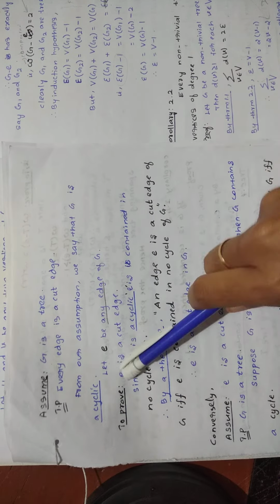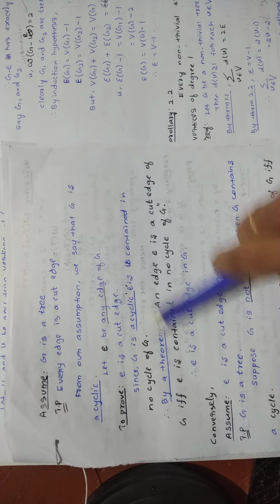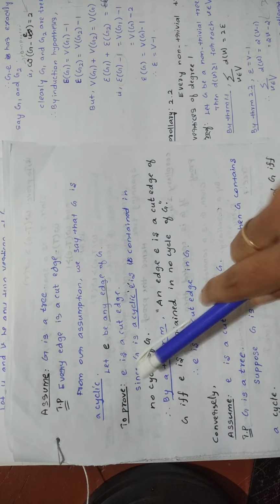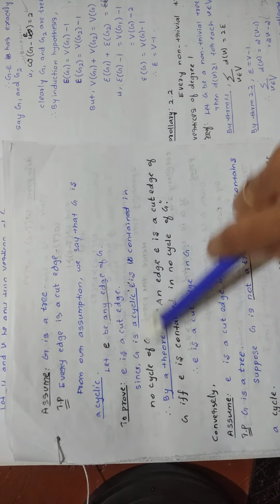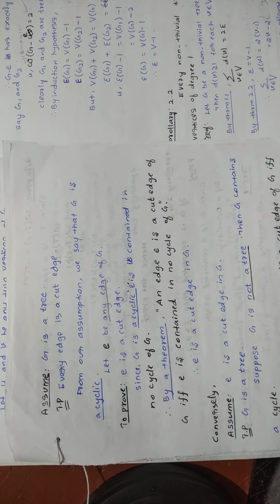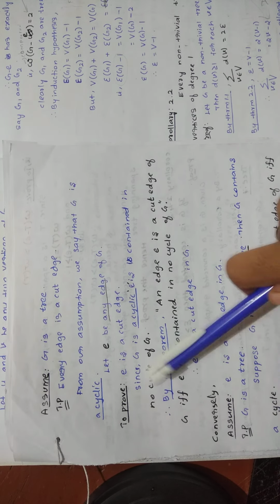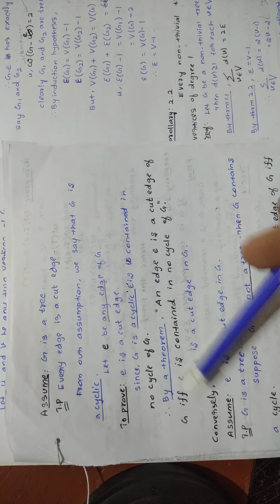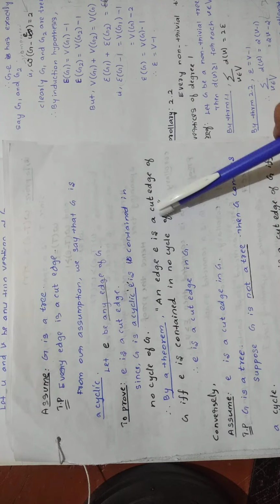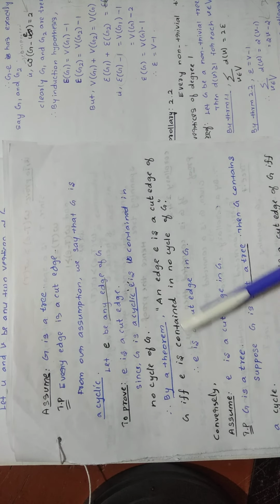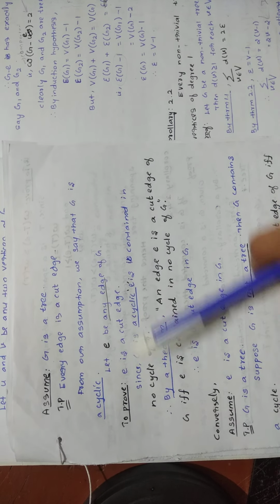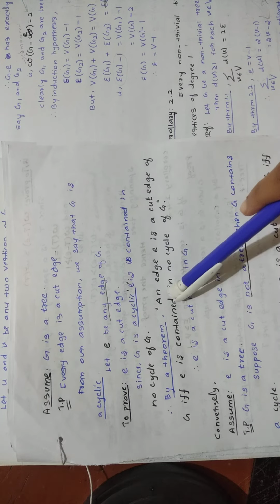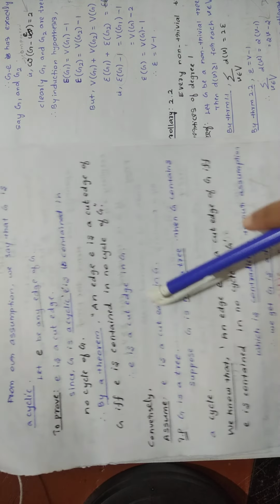Now to prove this E is a cut edge: since in our assumption we have G is a tree, and as we all know, a tree is always acyclic, so G is acyclic. It means our edge E is contained in no cycle of G, right? Now, by a theorem we have, an edge E is a cut edge of G if and only if E is contained in no cycle of G. So here you got E is contained in no cycle of G, right? So by this theorem, you can say this edge E is a cut edge of G. That is how you proved the first part.